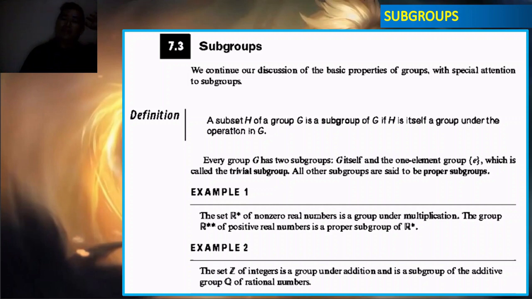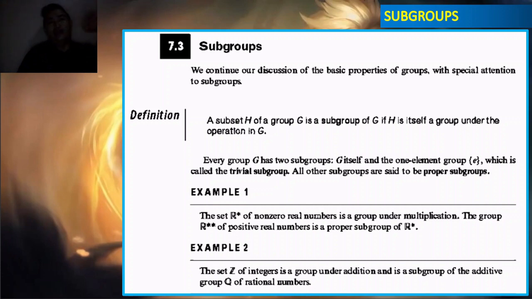We will see examples later, class. Every group has two subgroups, which are certain to be subgroups. G itself: G is a subset of itself. So it is true, we can replace H with G. G is a subset of G, so it is a subgroup, since G is a group under the same operation in G. It satisfies the definition.